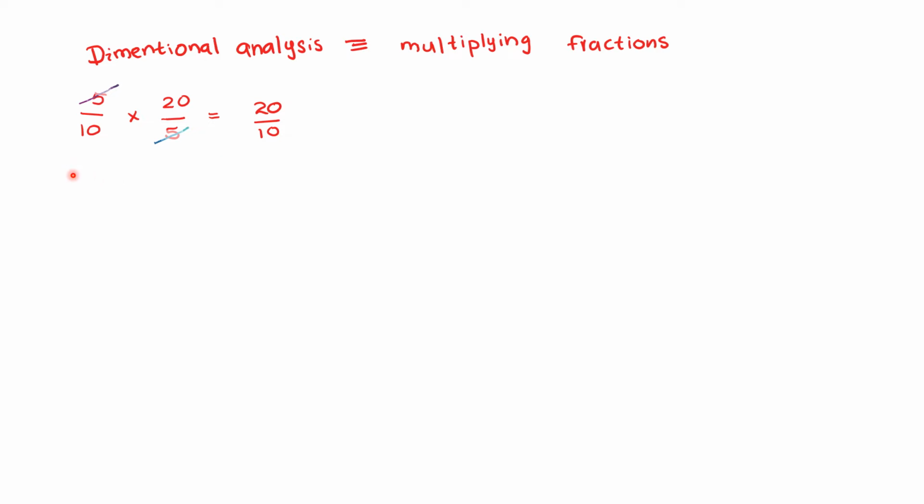You are going to multiply these two fractions, and you know when you have equal numbers in the numerator and denominator, you can cancel them out. Same goes with the units. In this example, you can see the inches in the denominator and the inches in the numerator cancel out.